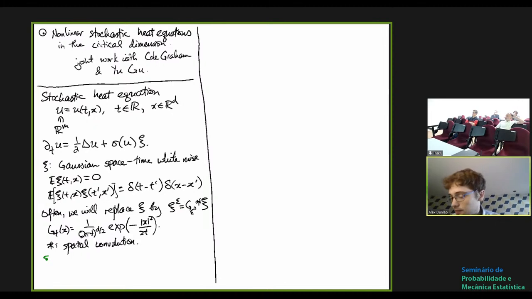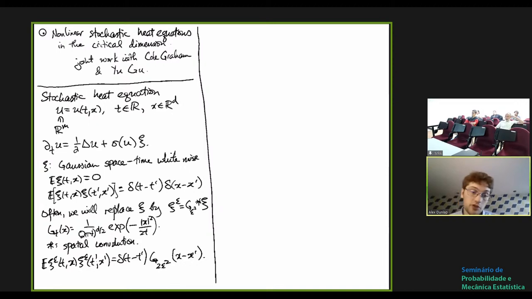So this is now going to be smooth in space, but still totally decorrelated, what we call white, in time. Formally we can write that the expectation of xi_epsilon at (t,x) and xi_epsilon at (t',x') is still a delta function in time, but now we have a heat kernel at scale epsilon at the difference in spatial positions. So this is the noise that we're going to be adding to our heat equation. And I'll give some examples and motivation for this in a minute.